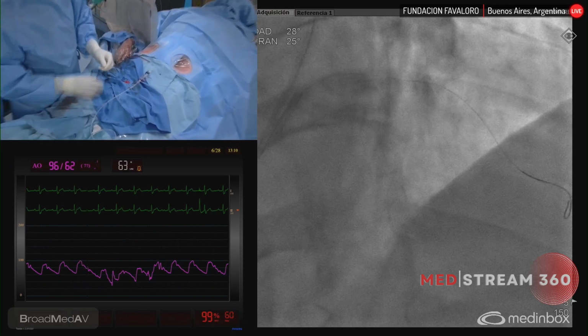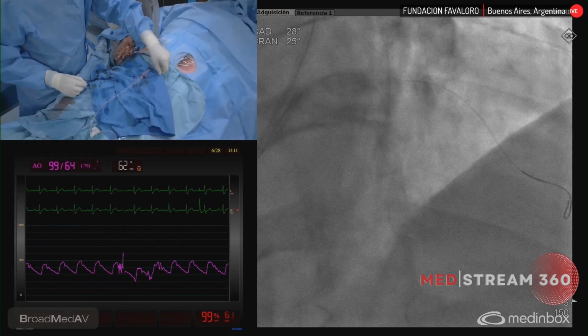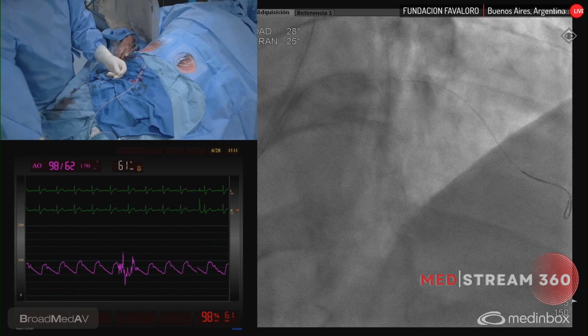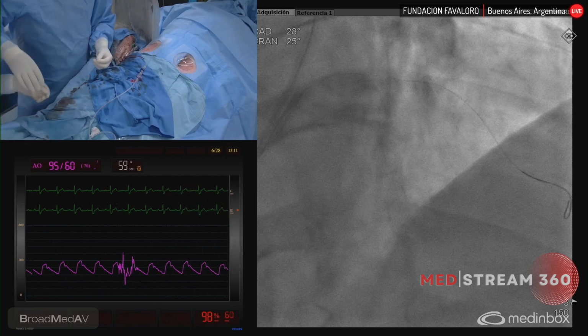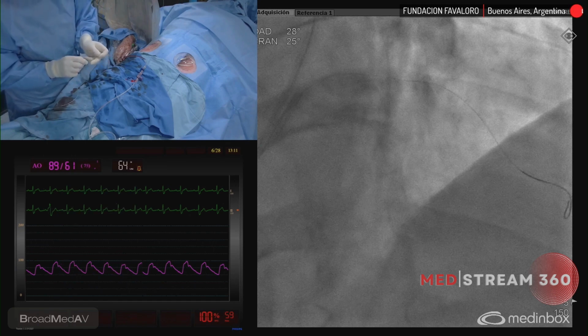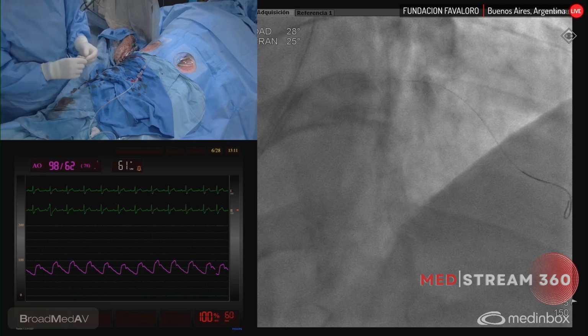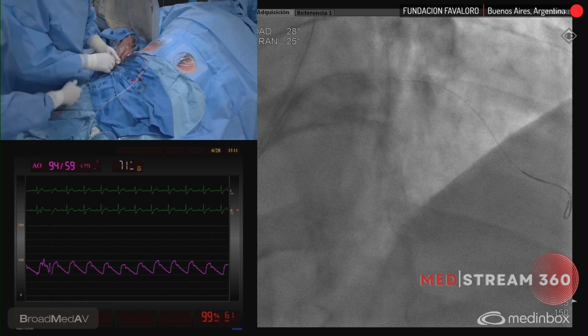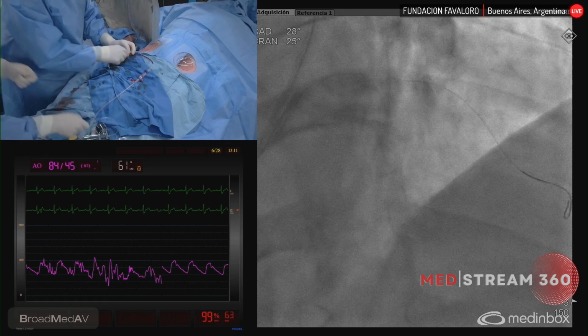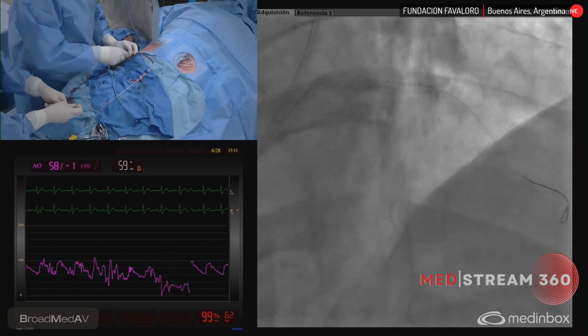So for sure, this tortuosity is going to be a problem. It's something that we predicted because we have the tortuosity and the calcium. We discussed the possibility of doing rotablator, Rotapro, but there's a lot of tortuosity there. I'm a little bit scared of damaging the middle segment of the diagonal after the first bend of the vessel. So to be honest, I don't like to use it in this situation.